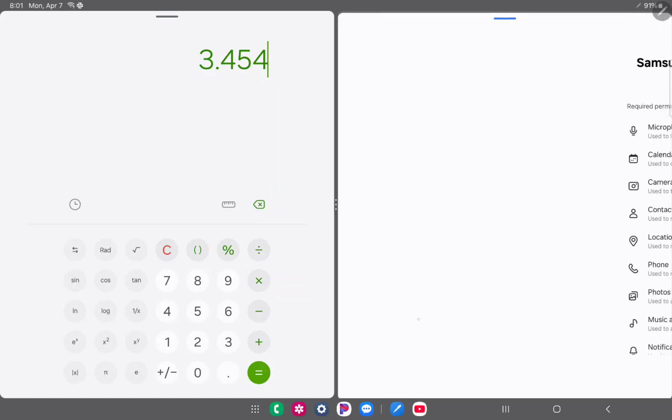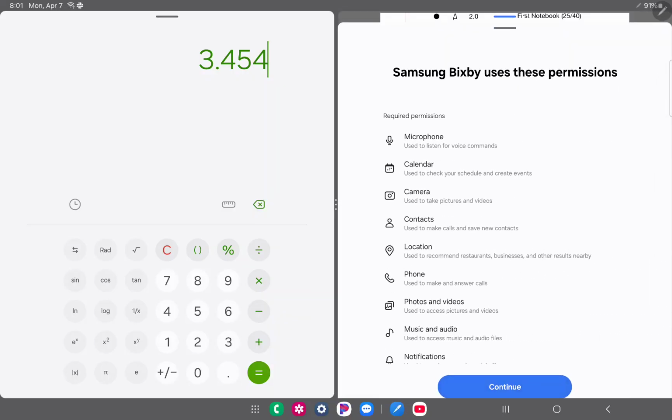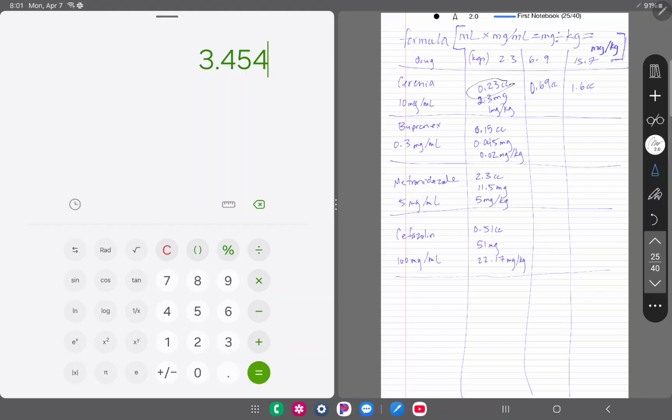Well, the quick and dirty way, oh, golly and goodness, go away. Thank you, Samsung, for being weird.